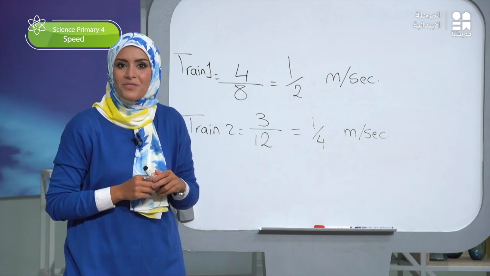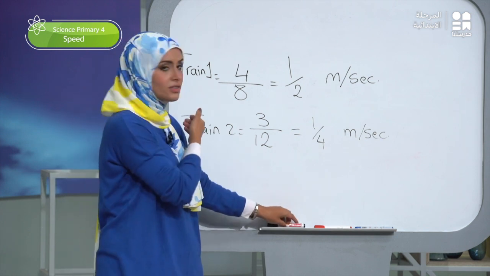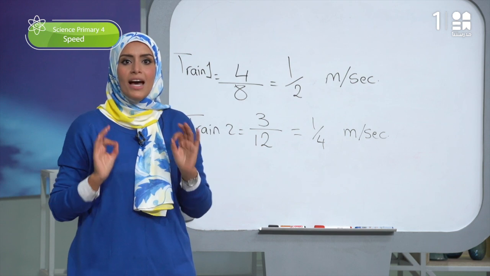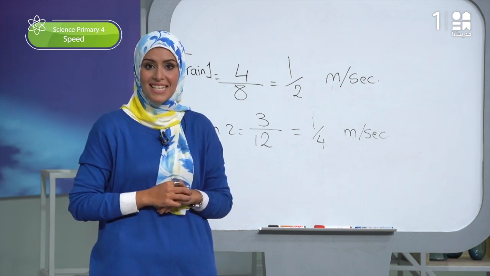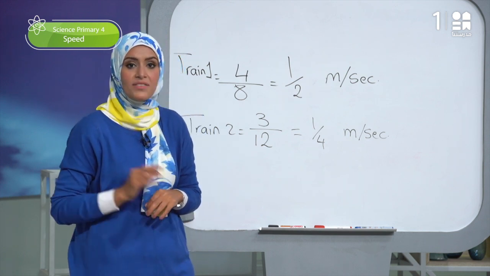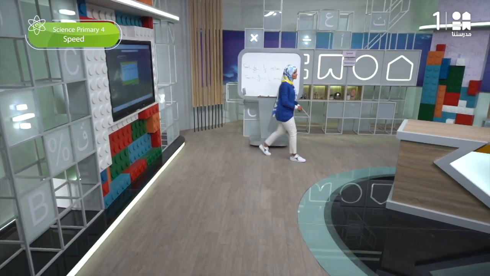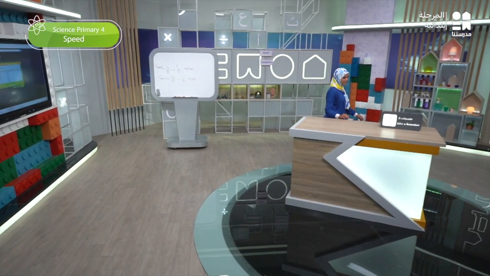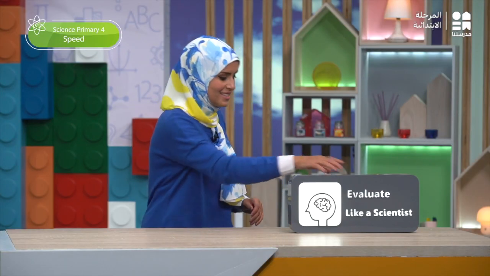So which one is faster? For sure, train 1, which is the new one. Now we are ready to start the first activity and share activities. Activity number 12, record evidence like a scientist.